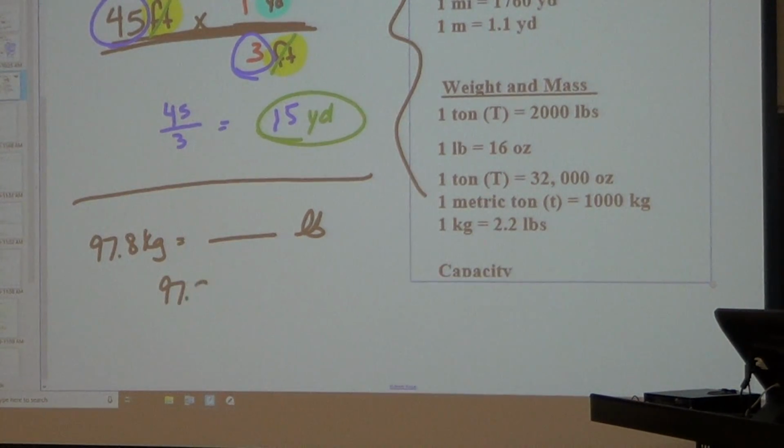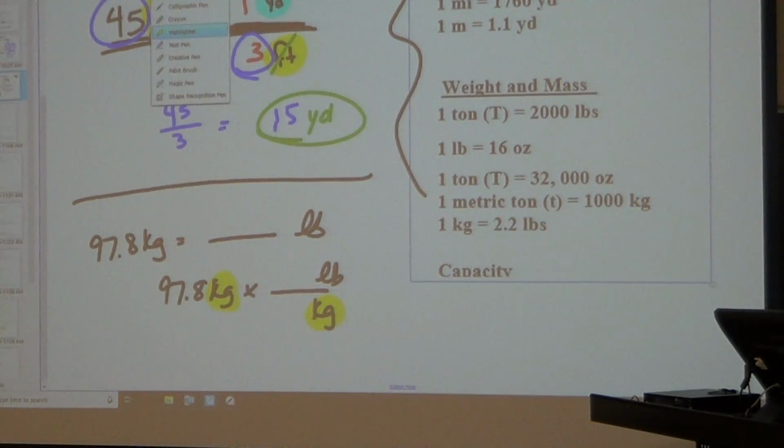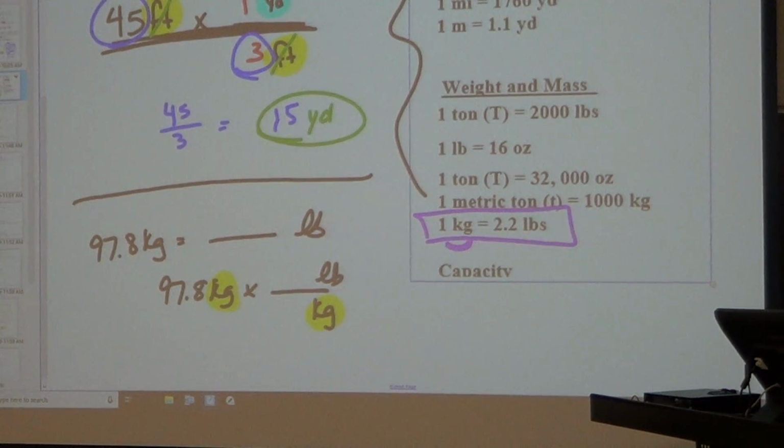So 97.8 kilograms times a little something-something. What word goes on the bottom? Kilograms, and we put pounds on the top. And the reason we do that is because we want those to cancel. We come over here and we are going to look for pounds and kilograms written together. Right there. 1 goes beside the word kilogram. 2.2 goes beside the word pound. We draw our line and we look at our numbers.